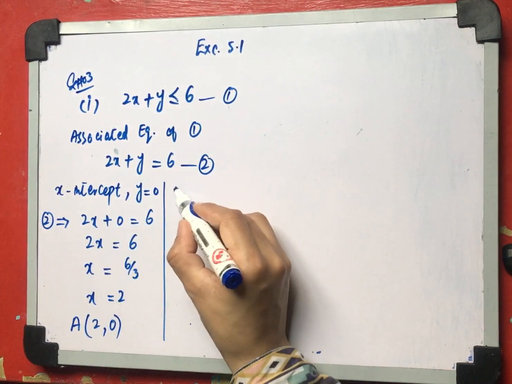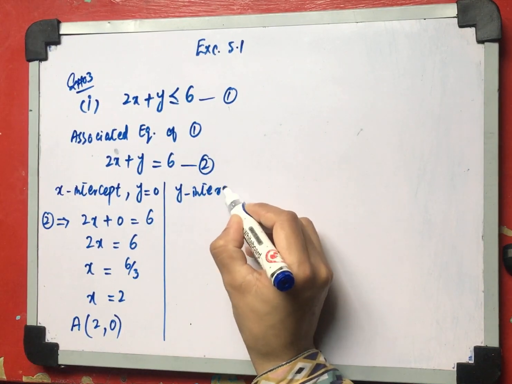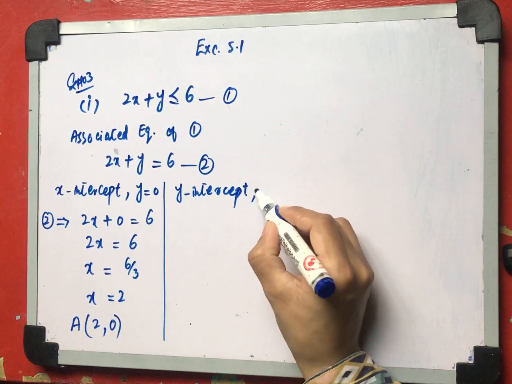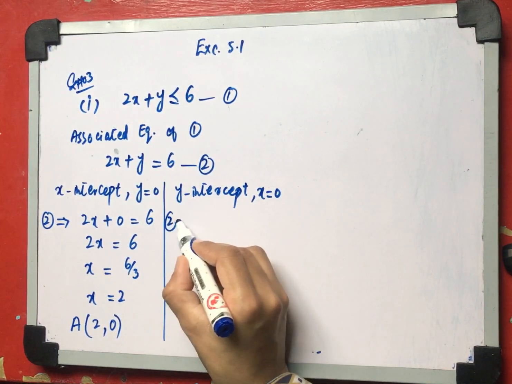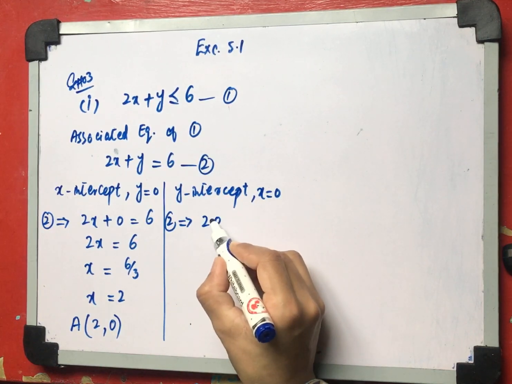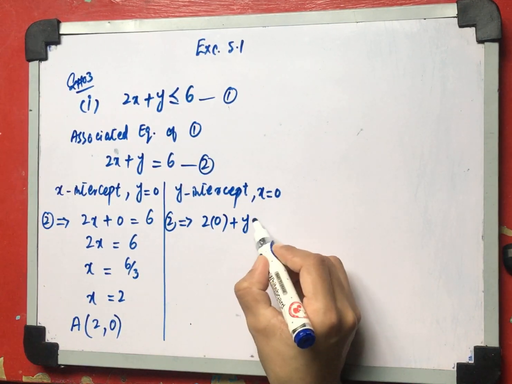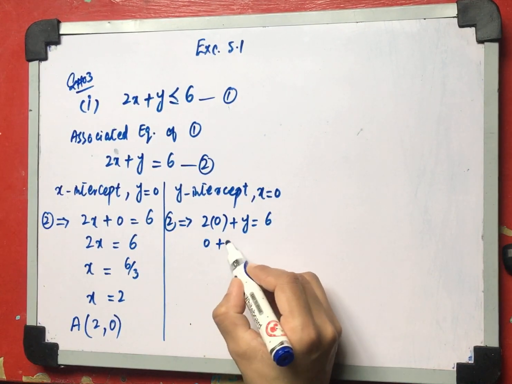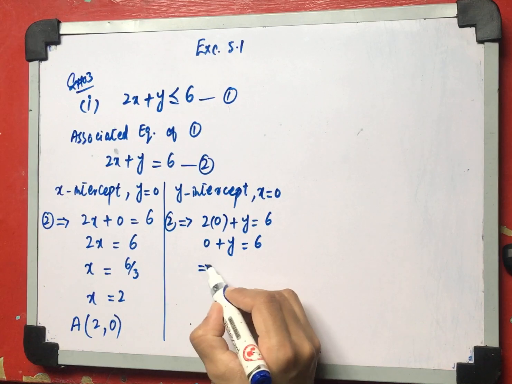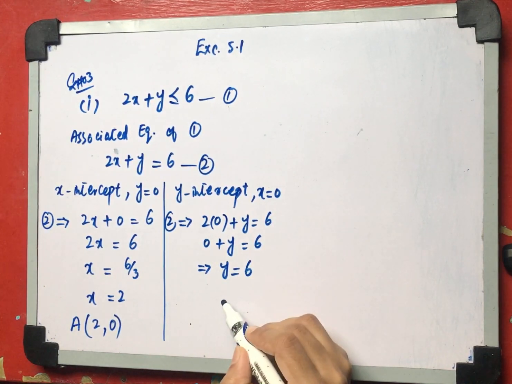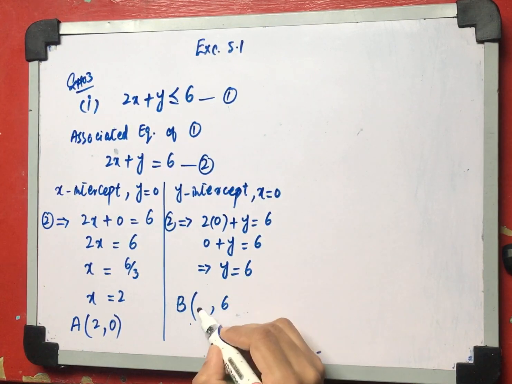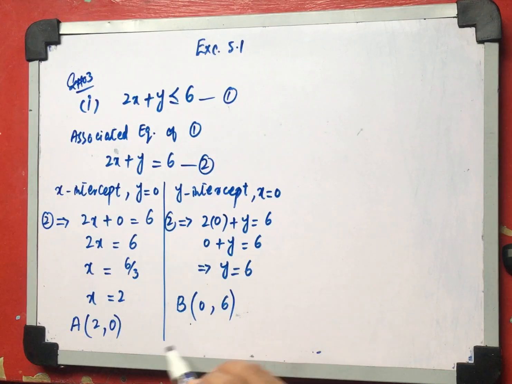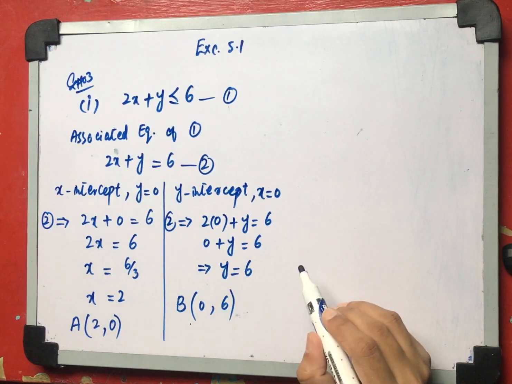Now find the y-intercept. For the y-intercept we must take x is equal to 0 in equation number 2. So 2 in place of x we have 0, plus y is equal to 6. 2 times 0 is 0, plus y is equal to 6, which implies that y equals 6. So we have another point B. Here the y coordinate is 6 and the x coordinate is 0. So these both are the points and the solution sets of this given inequality.